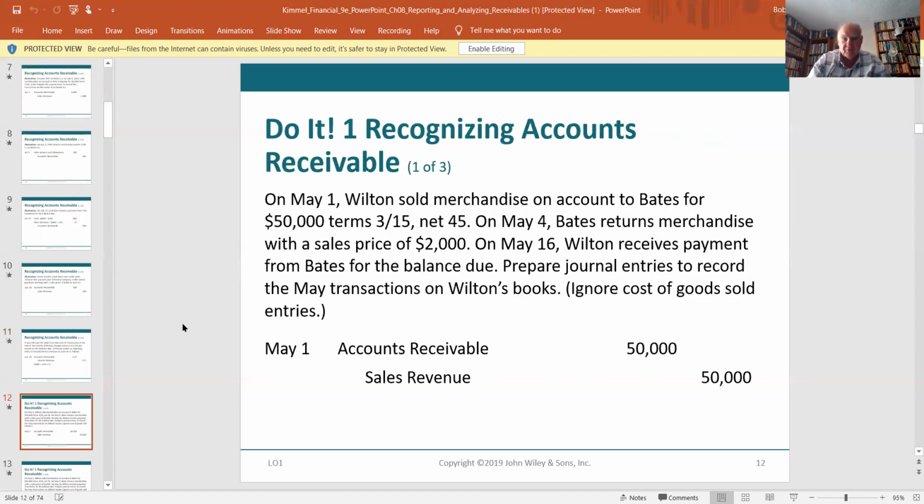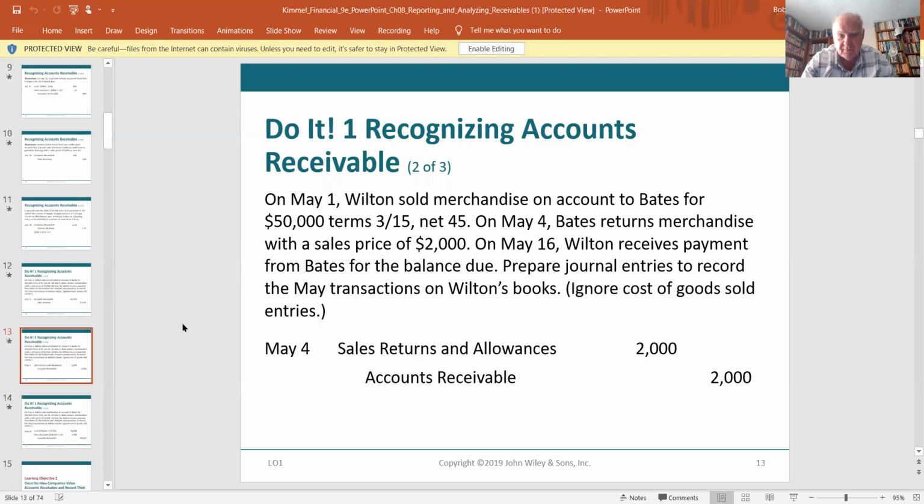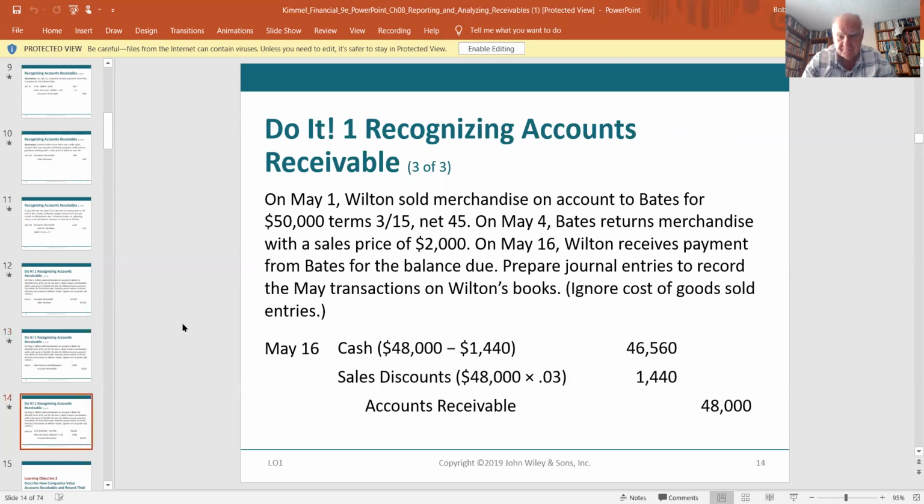Here, Wilton sold merchandise on account to Bates for $50,000, and Bates returns merchandise with a sales price of $2,000. Okay, here's the sale, the debit to receivables and the credit to revenue. And now here's the return of $2,000. Wilton receives payment from Bates for the balance due. So this guy owes us $48,000 right now.